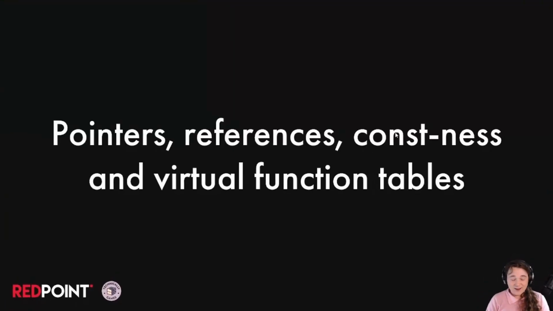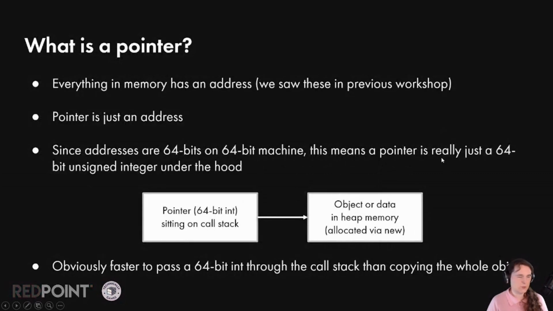Cool. So off the back of that, we are now going to talk about pointers, references, constness, and virtual function tables. First off, we're going to talk about pointers and references. So we used a little bit of pointers and references in the examples before when we were getting the memory address of things. So unsurprisingly, everything in memory has an address.